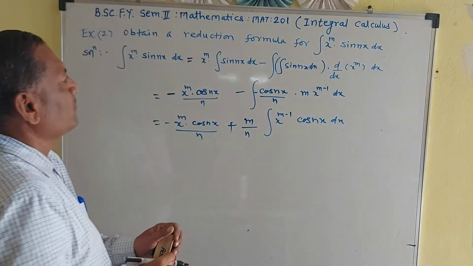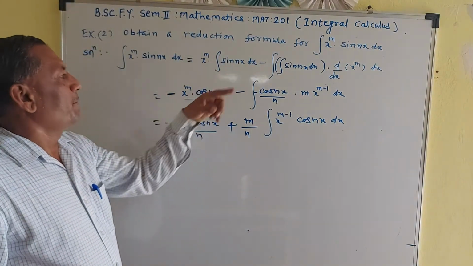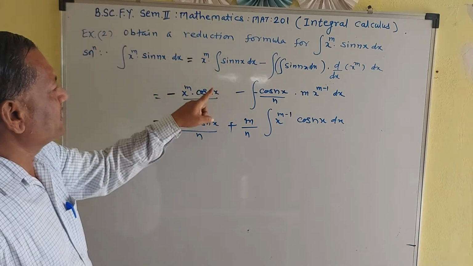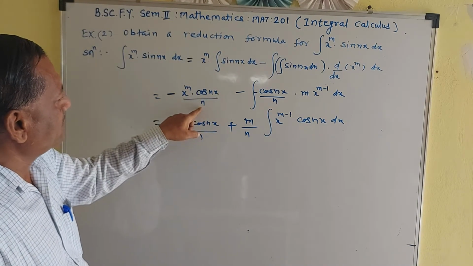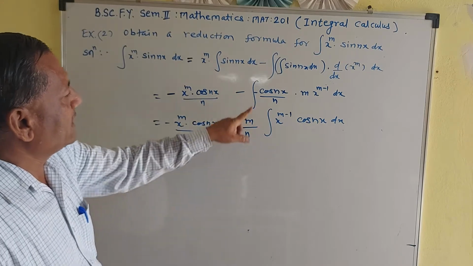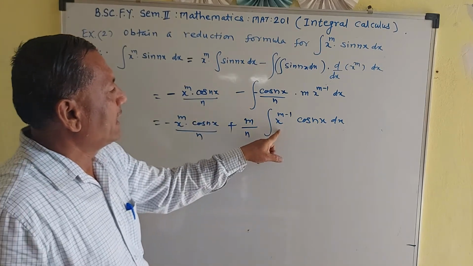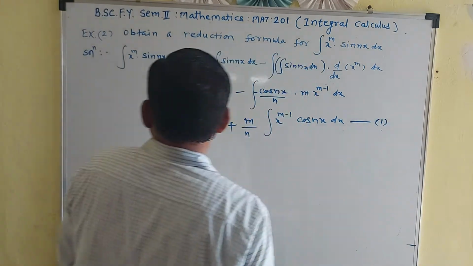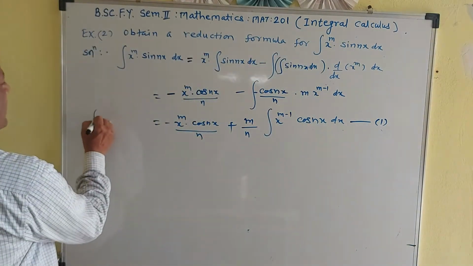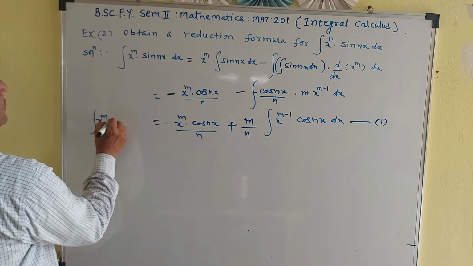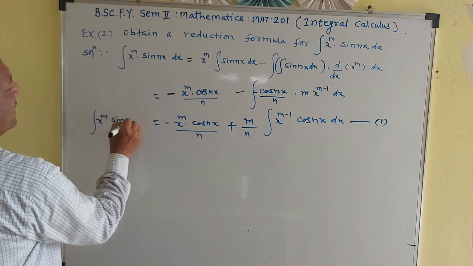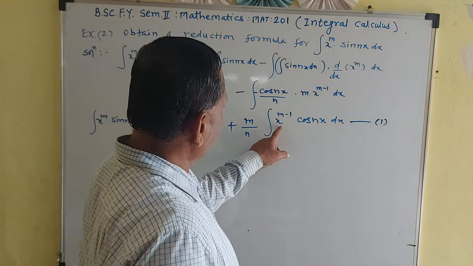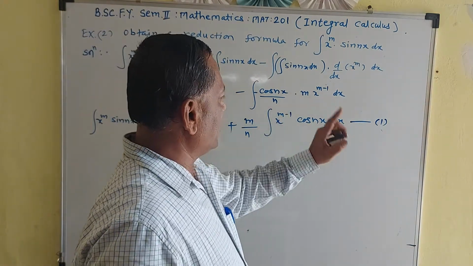You remember here integration of sin x is minus cos x. Therefore, integration of sin nx is minus cos nx upon n. And here minus minus plus, m upon n, x raised to m minus 1 cos nx dx. Number 1. What is this? This is the integration of x raised to m into sin nx dx. Again you find the integration of x raised to m minus 1 cos nx dx.